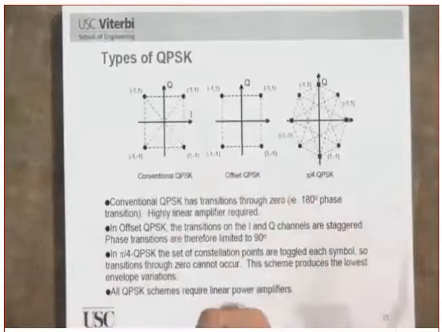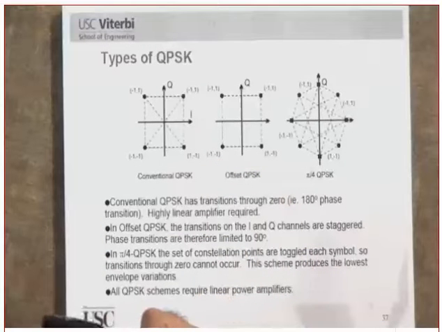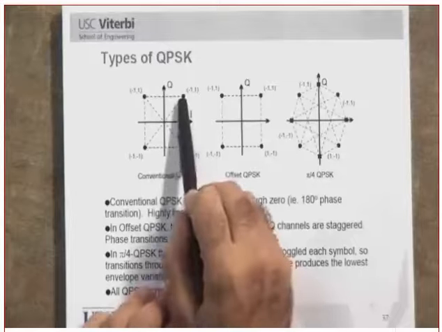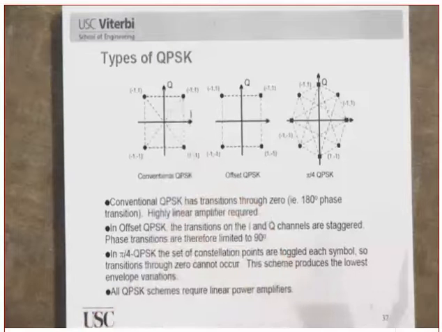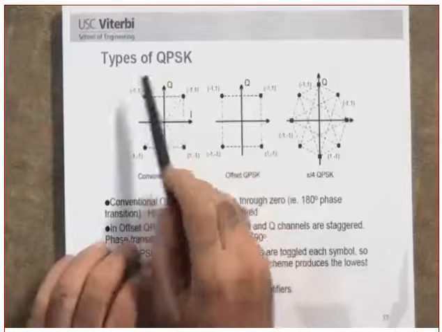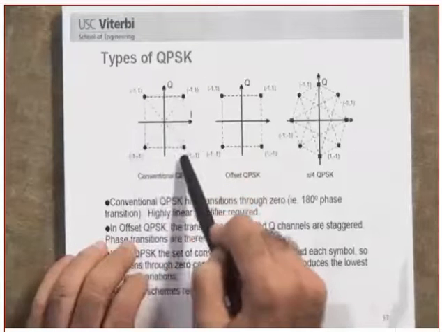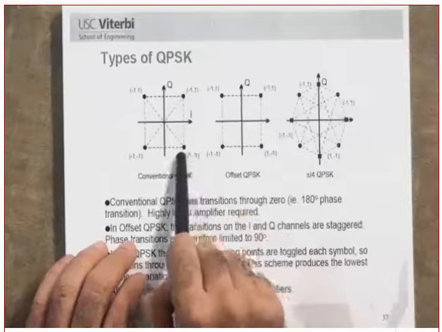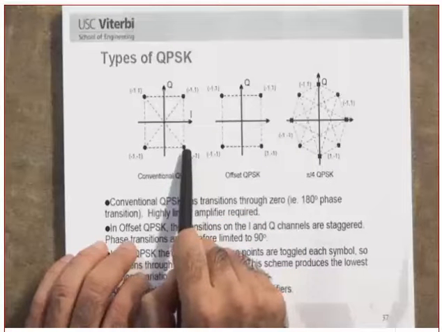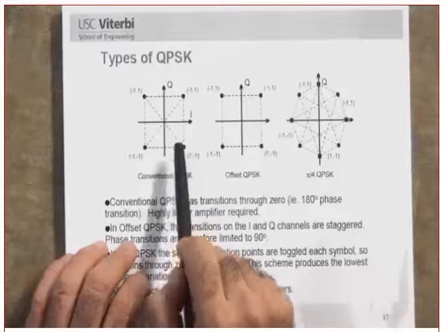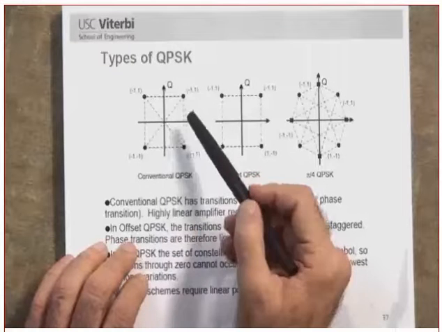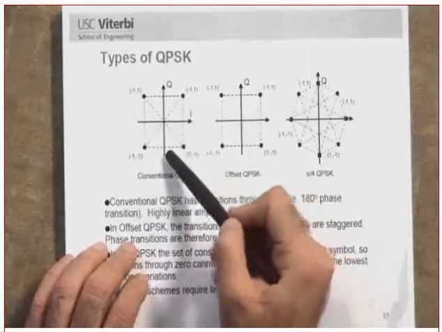We started looking at different types of QPSK. QPSK stands for what? Quadrature phase shift keying. Every symbol is representing how many bits? It's representing 2 bits. In the conventional QPSK, the phases are what? 45, 135, 225, and what? 315. Or, of course, 0, 90, 180, and what?